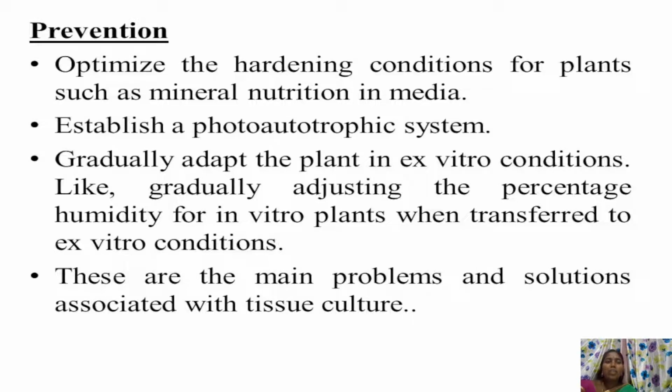And the prevention is to optimize the hardening conditions of the plants, such as mineral nutrition in the media, and establish a photoautotrophic system. Gradually adapt the plants from in vitro to ex vitro conditions, like gradually adjusting the percentage of humidity for in vitro plants when transferred to ex vitro condition. These are the main problems and solutions associated with tissue culture.